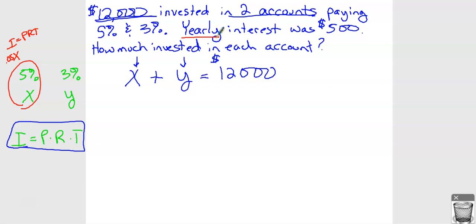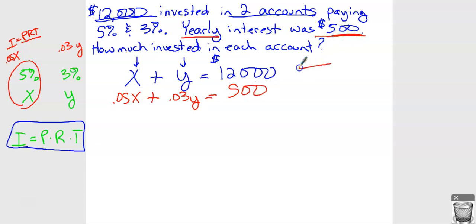So this is 5%, and I know this is 0.03 Y. And again, the time is 1 year. So in PRT, the time is just being multiplied by 1, so it's not going to change anything. So I know I have 0.05x plus 0.03y equals $500. This is how much money I put into the accounts, and this is how much interest I earn. And now I have a system of equations that I need to solve.